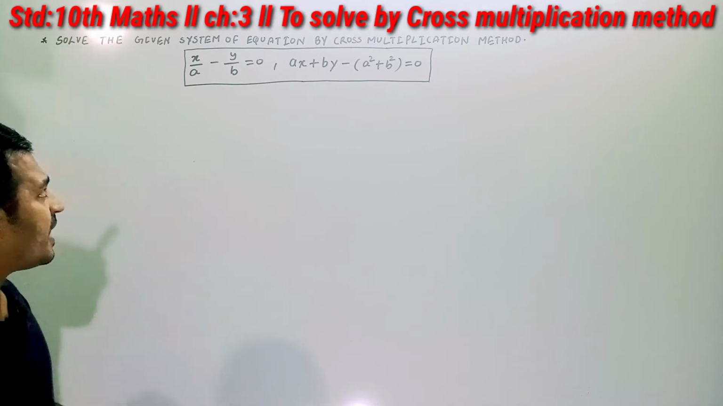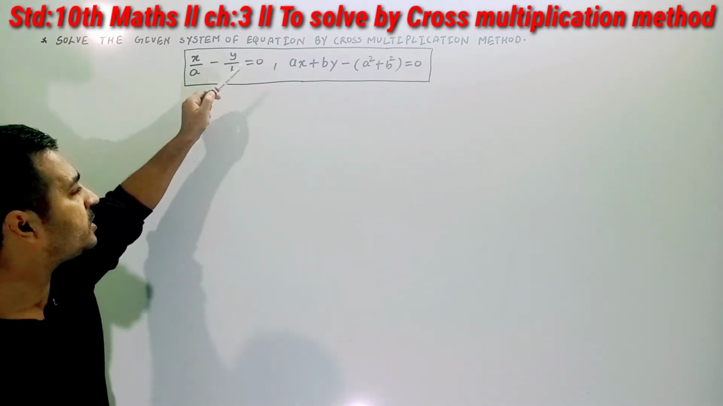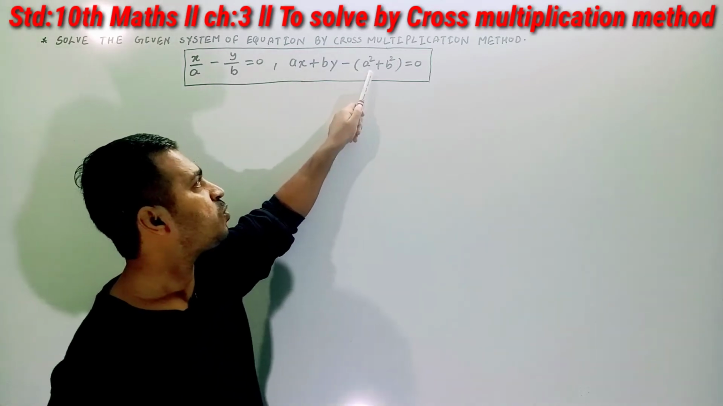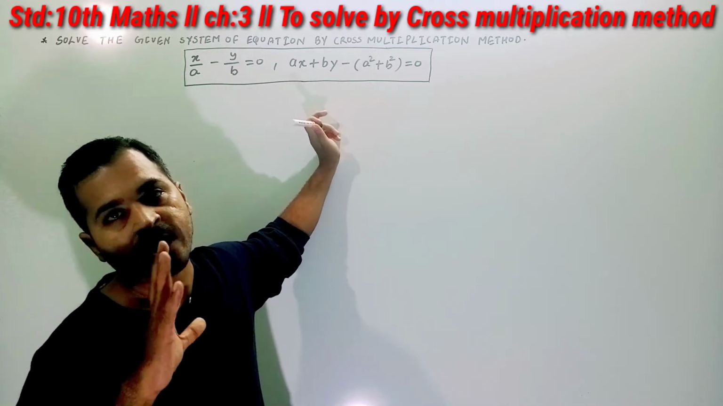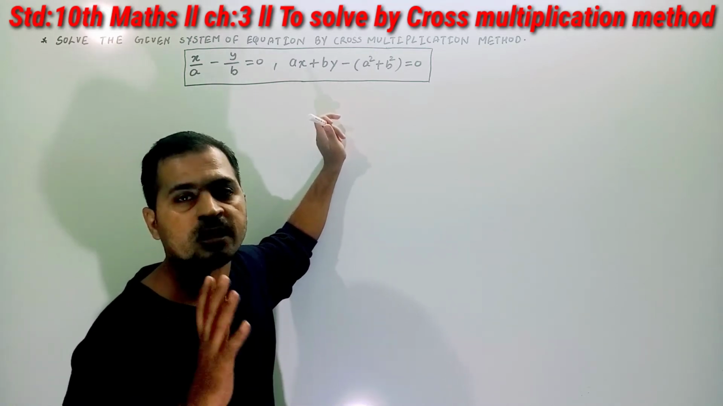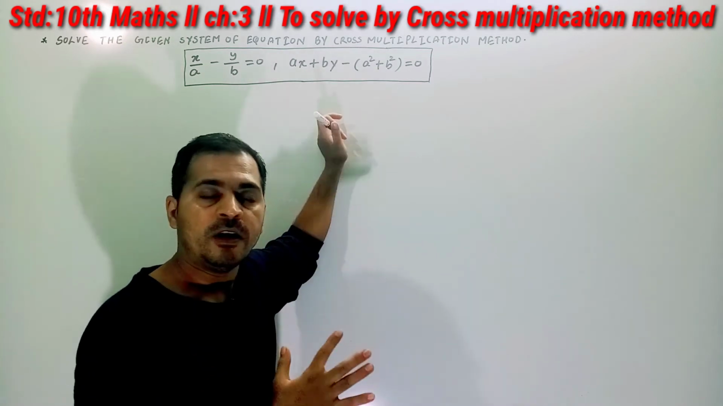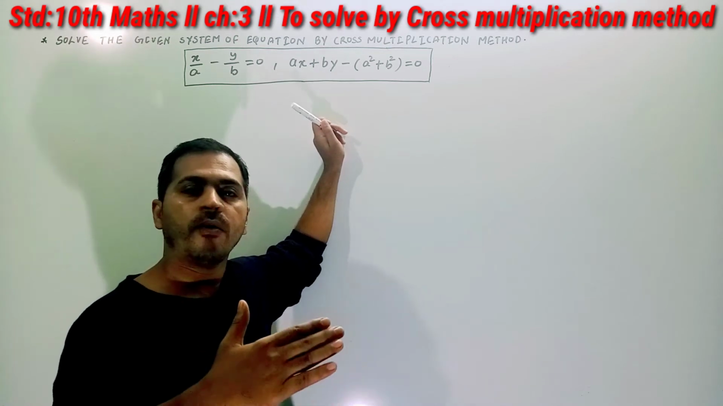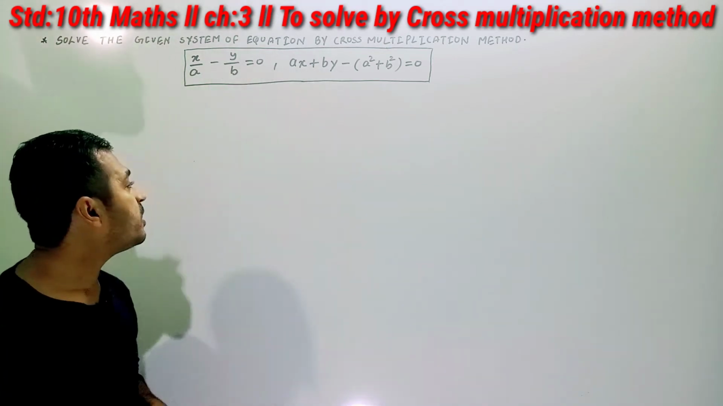Here you can see that the pair of linear equations are x by a minus y upon b is equal to 0, and ax plus by minus (a square plus b square) is equal to 0. Students, your target should be, first of all, to convert this pair of linear equations with two variables into its standard form, the general form of a linear equation with two variables.